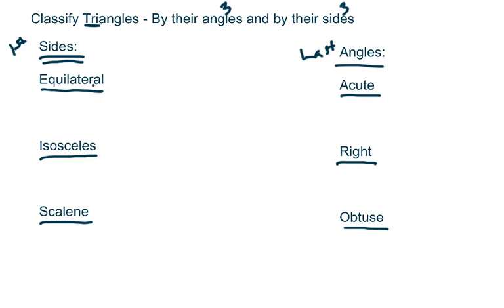So we first must understand what each of these words mean. So we're going to start with the sides, and we're going to start with that word equilateral. Equal, if we notice the beginning of that, it's kind of like equal. Equilateral just means that all three sides are equal. So it's going to have three sides equal.